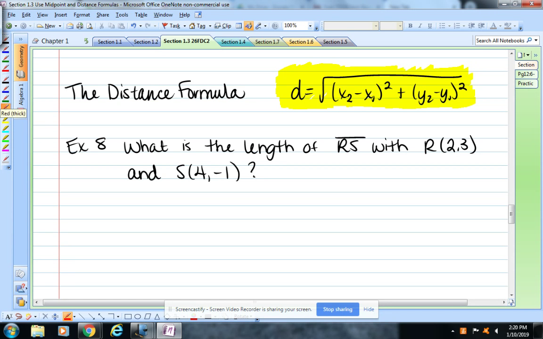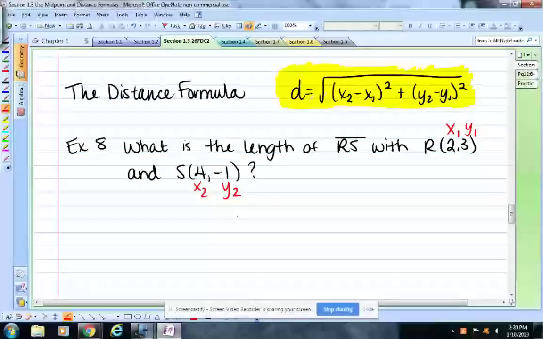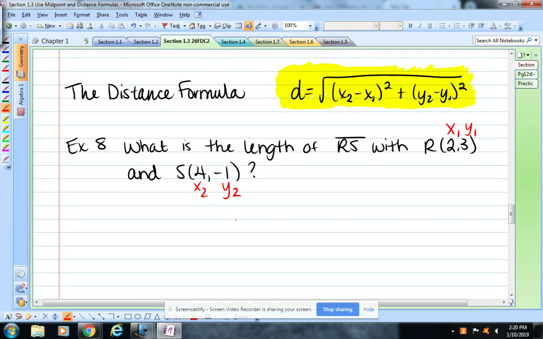So I'm going to go ahead and label my coordinates. I have an X and a Y and an X and a Y. My first ones are 1s. My second ones are 2s. Okay? So this is why we might need our calculator today. Just in case.